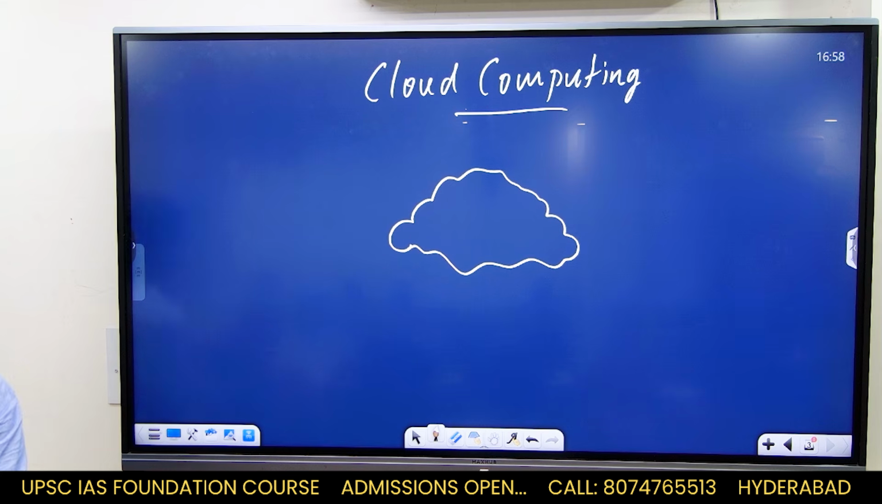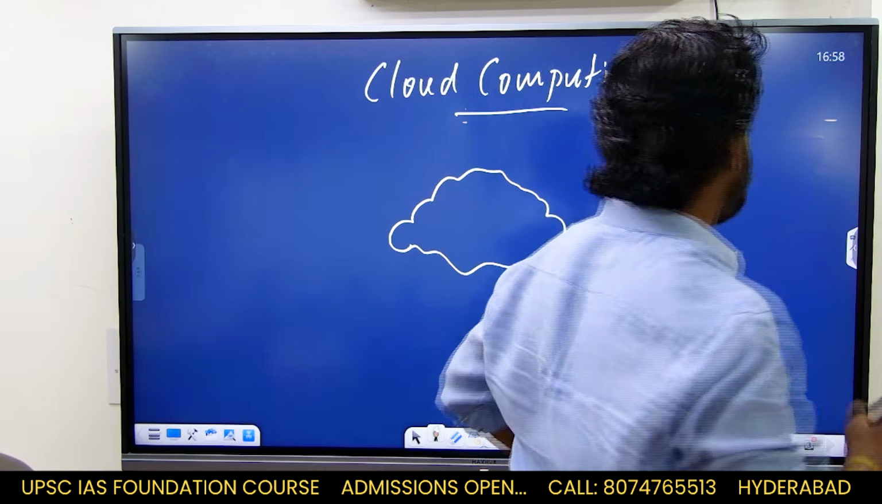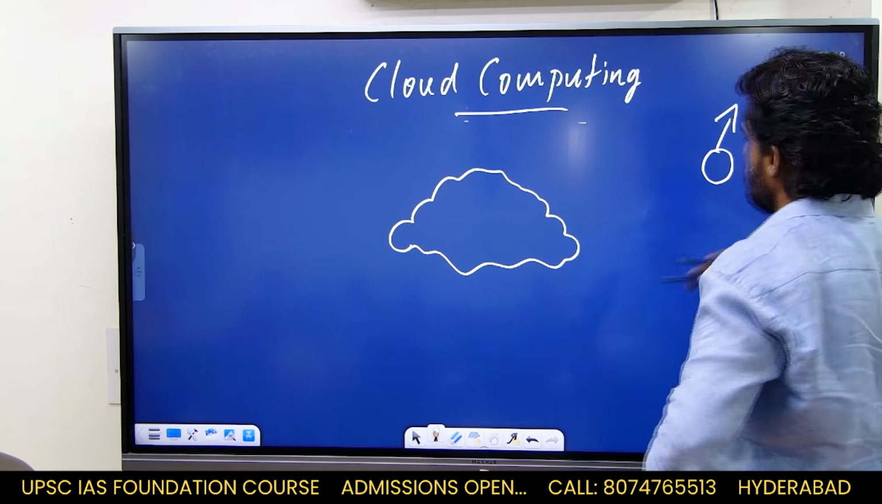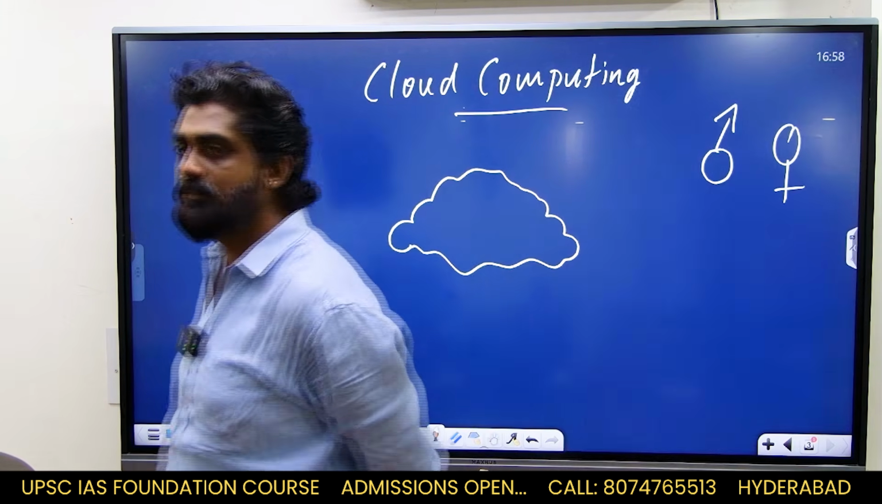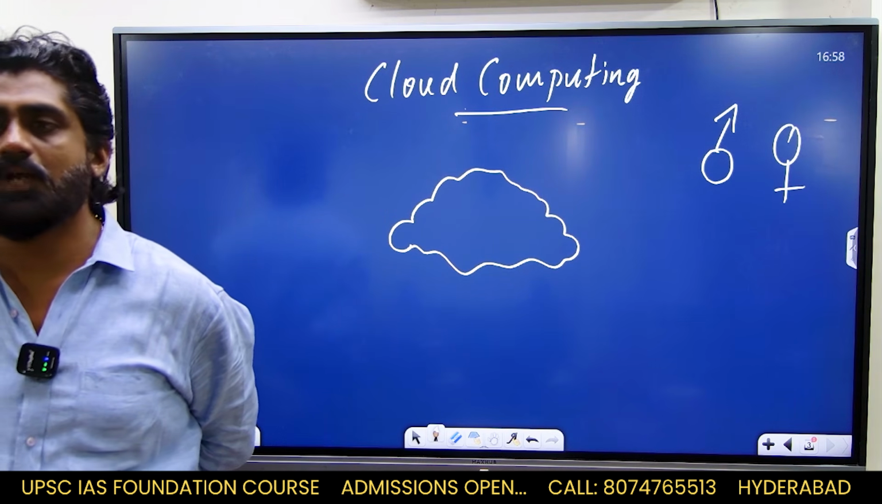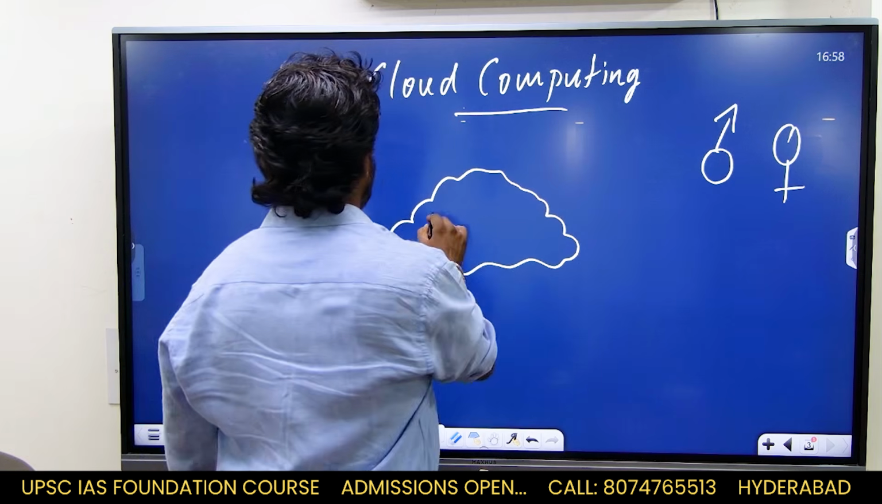Just like we use symbols like an arrow and a mirror, or the male and female symbols. So what is this? This is the male symbol, and what is this? This is the female symbol. So a symbol signifies something, tells something. So here the cloud means internet. That means the word cloud here means internet.